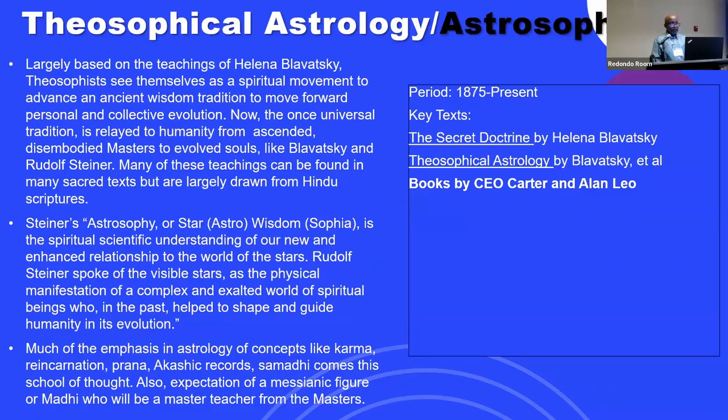Then bringing us into the new age, we have Theosophical astrology, also known as astrosophy, also from Rudolf Steiner. These teachings are based on a quote-unquote ancient wisdom tradition to move forward personal and collective evolution. Steiner's astrosophy, or star wisdom, or Sophia, is the spiritual scientific understanding of our new and enhanced relationship to the world of the stars. We also could say that much of the emphasis in astrology on concepts like karma, reincarnation, and Akashic records broadly comes from this school of thought, from this period of history.